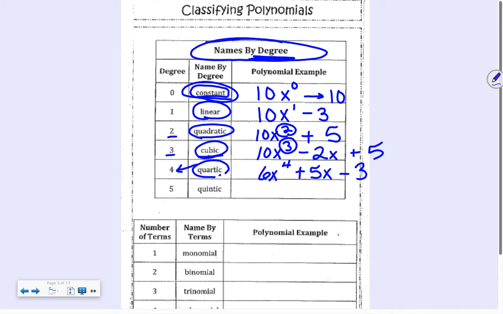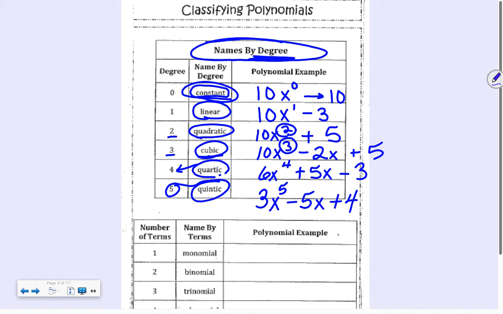But this could go on, right? X cubed, x squared, x minus 3. I mean, it can go on forever. Quintic is the last one you're going to talk about. It's got to be degree what? 5. Felicia, can you give me a degree 5? 3x to the 5th minus 5x plus 4. Okay. All right.